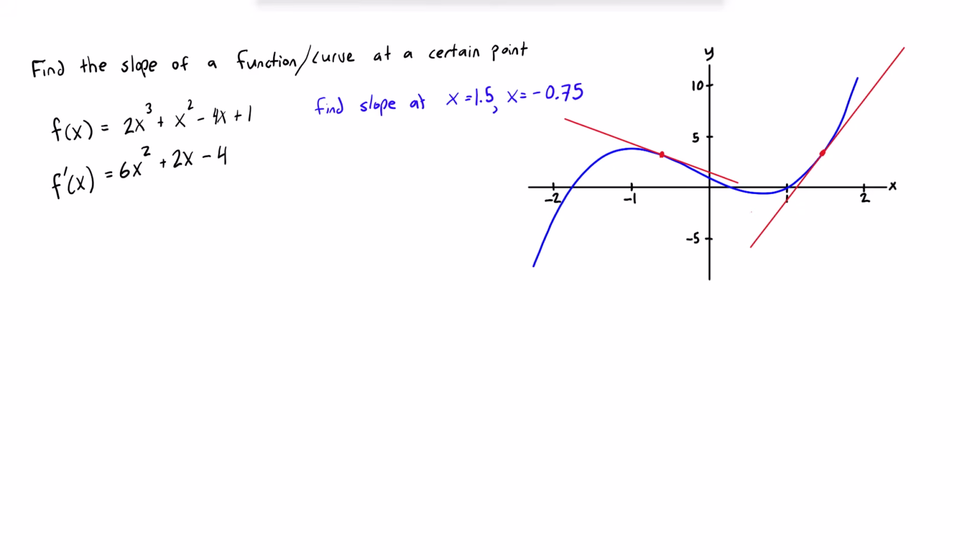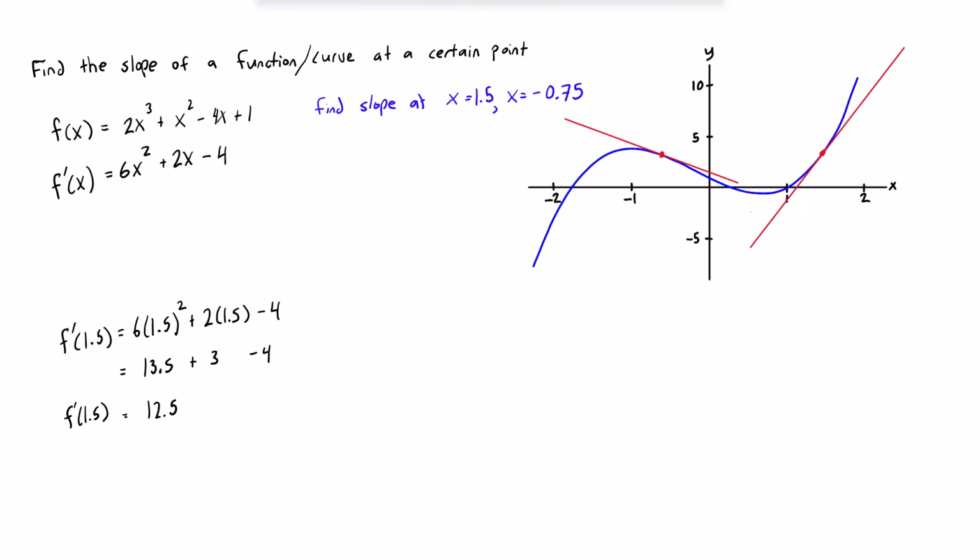This actually expresses the slope at any point of x, and all we need to do is find the actual slope at x equals 1.5 and x equals negative 0.75. So let's just go through and solve each of these one at a time. So we're going to look for the derivative at 1.5. So that's going to be f prime at 1.5, and we're going to put in 1.5 for each time we have an x. So it'll be 6 times 1.5 squared plus 2 times 1.5 minus 4. This simplifies to 13.5 plus 3 minus 4, and that gives us a final answer here of 12.5.